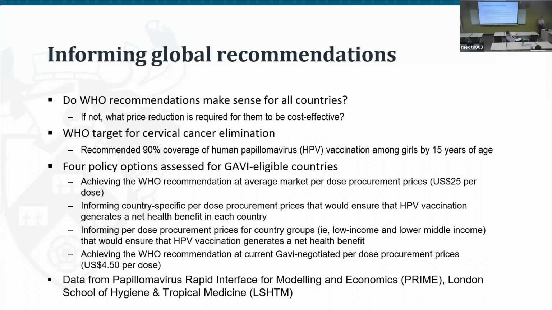And then we said, okay, it might not be reasonable for Gavi to negotiate prices for each individual country. So maybe they need to do it by country group. So we can think maybe by income group, for example, low income and lower middle income countries. And then what if we just take the Gavi negotiated prices given? Is this a cost-effective use of resources at that price? So we used data from the PRIME model, which was developed by colleagues at LSHTM.